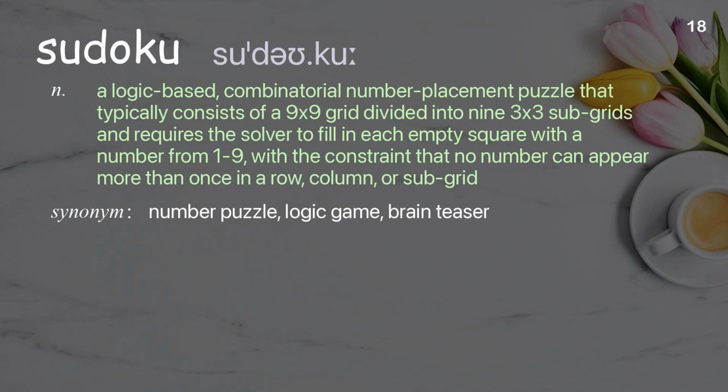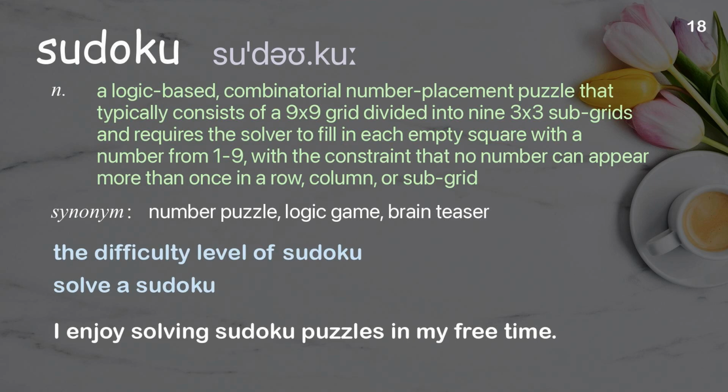Sudoku. A logic-based, combinatorial number placement puzzle that typically consists of a 9 by 9 grid divided into nine 3 by 3 subgrids and requires the solver to fill in each empty square with a number from 1 to 9, with the constraint that no number can appear more than once in a row, column, or subgrid. Examples: The difficulty level of Sudoku. Solve a Sudoku. I enjoy solving Sudoku puzzles in my free time.